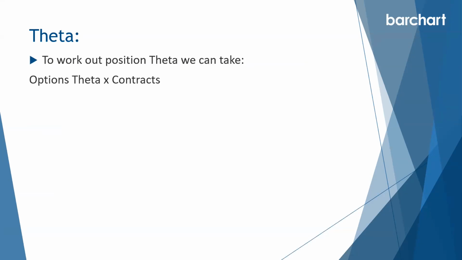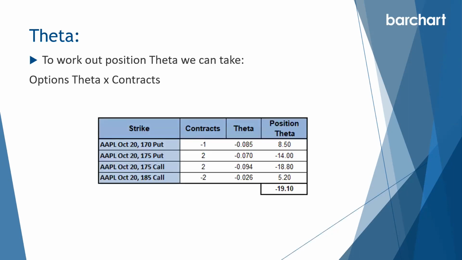To work out our position theta, it's very similar to how we did our position delta. We can take the option's theta times the contracts times 100. So using our same example from before, we've got our Apple positions that we were looking at earlier. We've got the 170 strike put, where we're selling one put. The theta is negative 0.085. That gives us a position theta of 8.5. That means that option is going to decay by about $8.50 per day, with all else being equal.